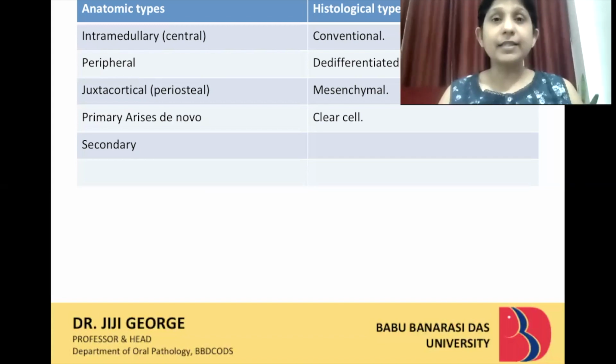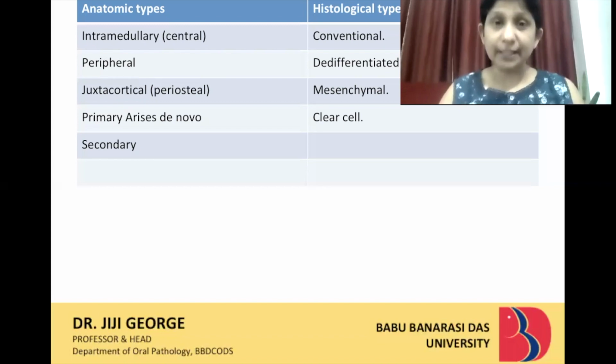So that is called a clear cell type of chondrosarcoma. Dedifferentiated and mesenchymal chondrosarcomas are both a little biphasic in nature histologically. So I'll come to that in detail in the coming slides.